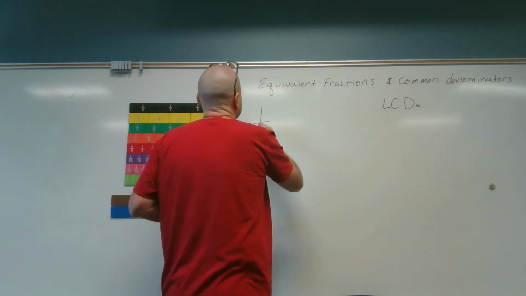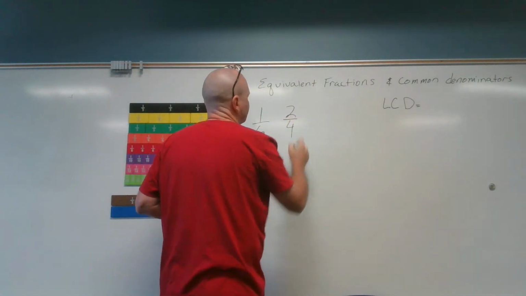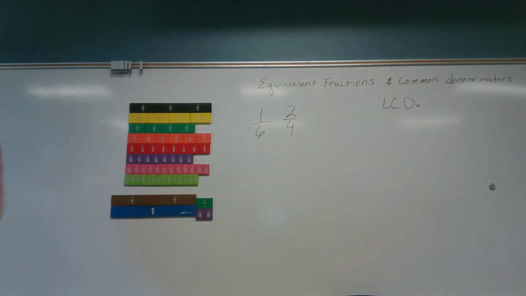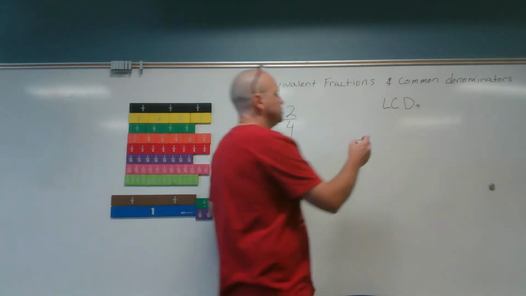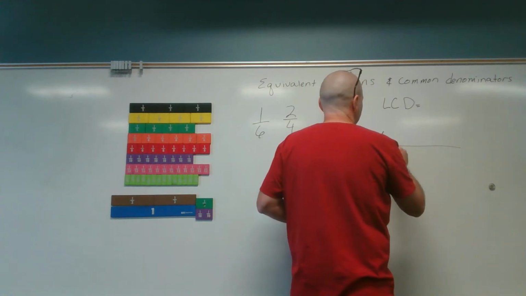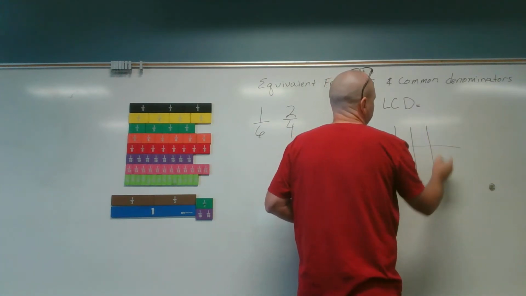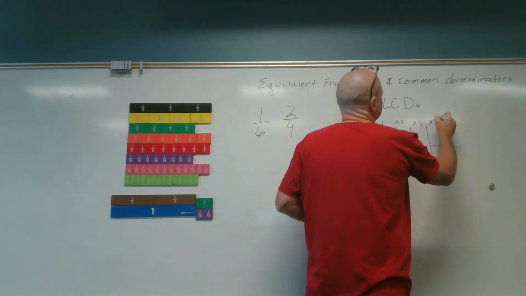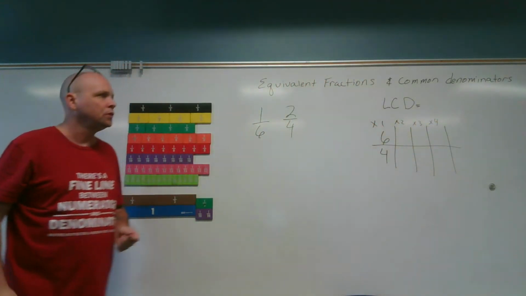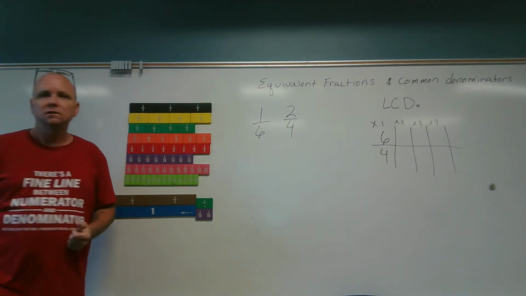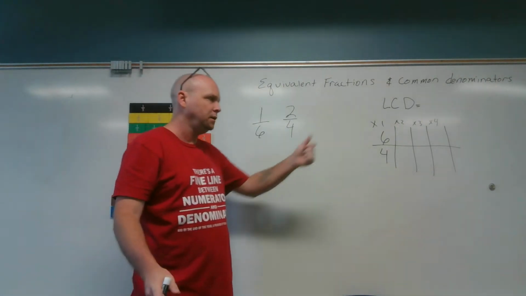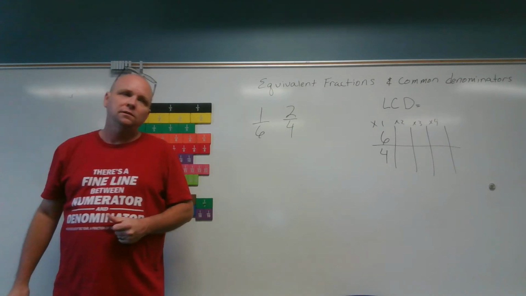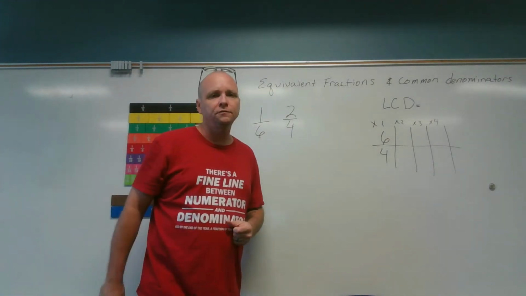Let's take 1/6 and 2/4. Colin, what are my denominators? 6 and 4. Those, once again, would show up on a multiplication chart. I'm going to list my multiples. Just going to go out to 4, because the majority of the ones we do are going to be by 4. You're going to have a handful that you're going to have to go further than 4.